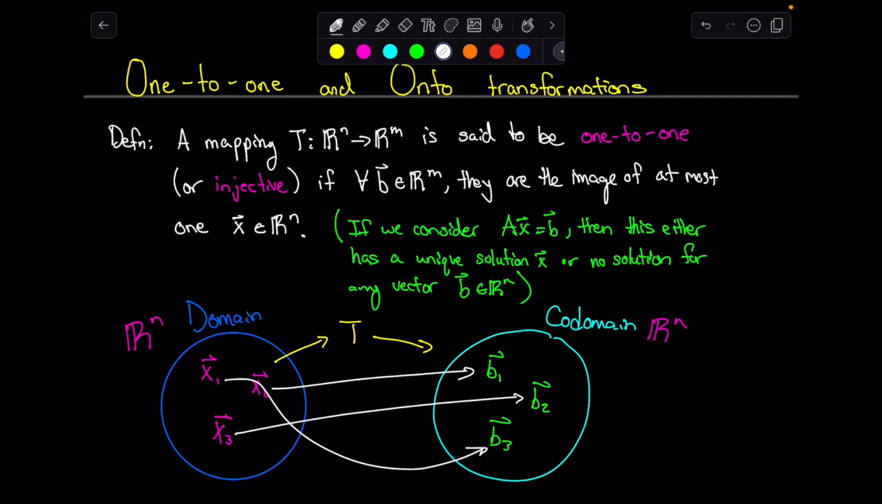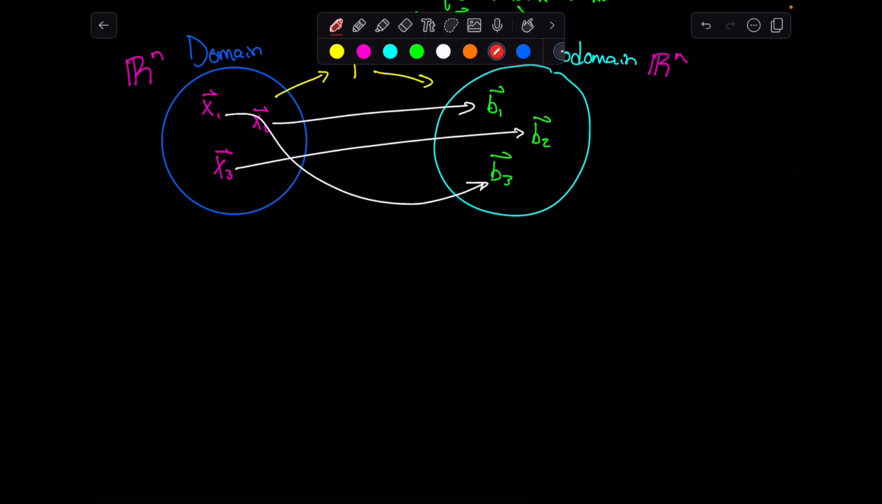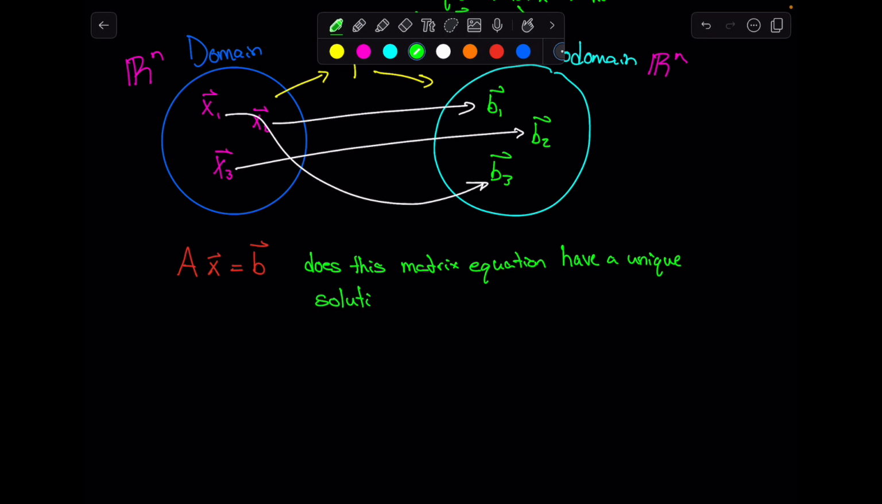So arithmetically, what does this mean? This means that if we're considering a linear transformation and we're thinking about it in this particular form right here, Ax = b, what we're looking for when we're talking about one-to-one is the same thing as asking, does this matrix equation have a unique solution for every b, every b that exists in Rm?